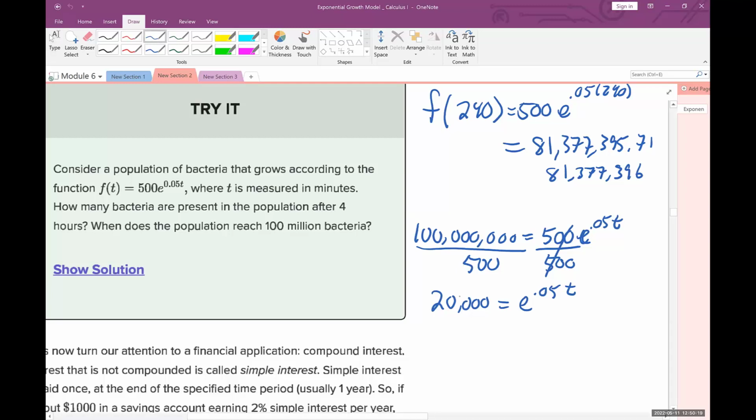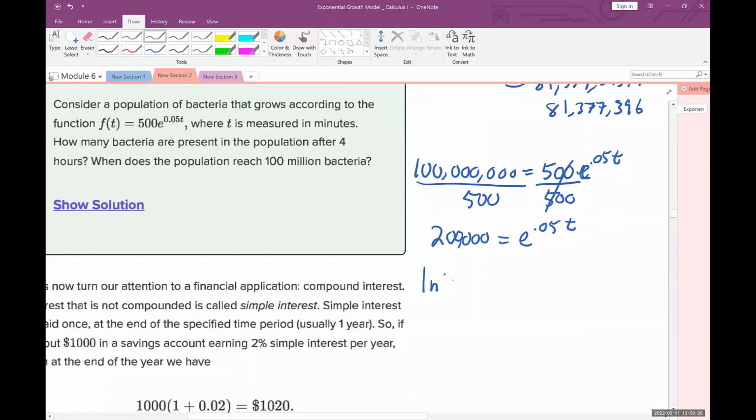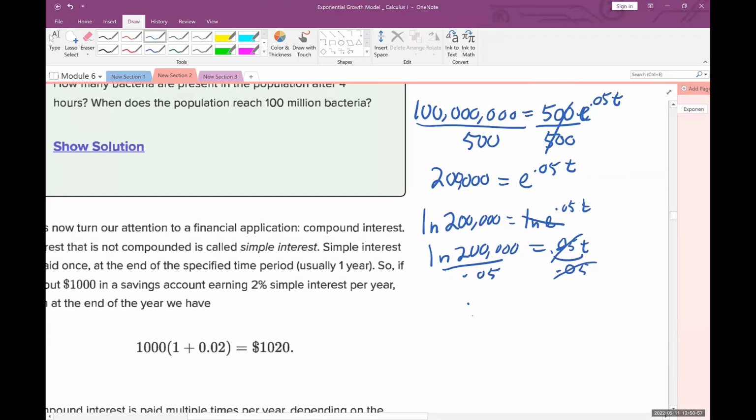By a magnitude of 10. Okay. Now what are you going to do? Take the natural log. So natural log of 200,000 equals 0.05 t. How do I get the t? Divide by 0.05. So t equals what?